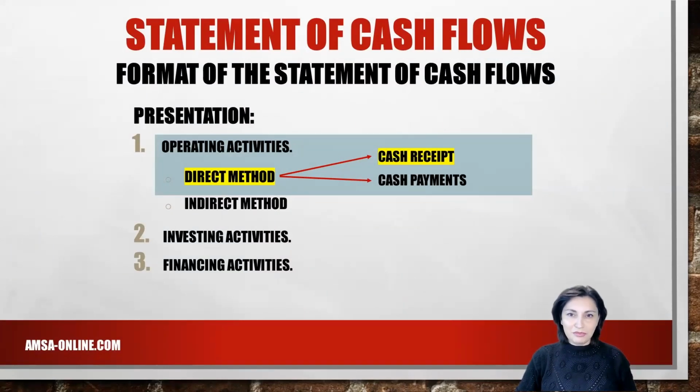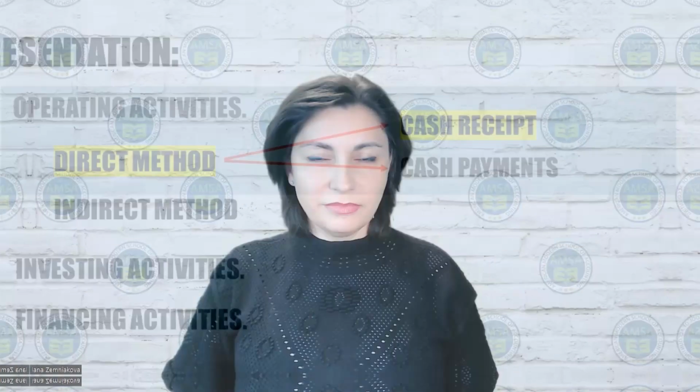The cash flow statement, presented using the direct method, lists all the major operating cash receipts and payments during the period. We're going to learn how to determine the amount of cash receipts. And let's look at an example.